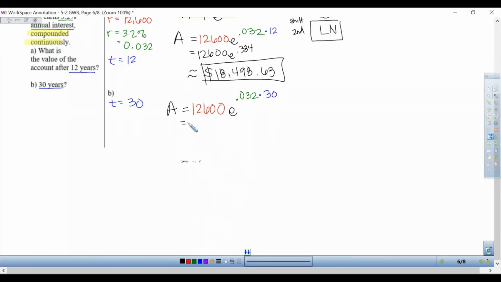So that means we're going to multiply 12,600 times E raised to the 0.96 power. If we calculate that, we get $32,907.38. Okay, so without investing any more money at that rate, her $12,000 has turned into $32,000.